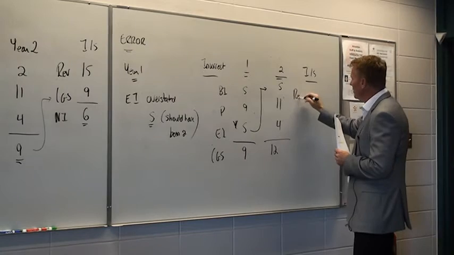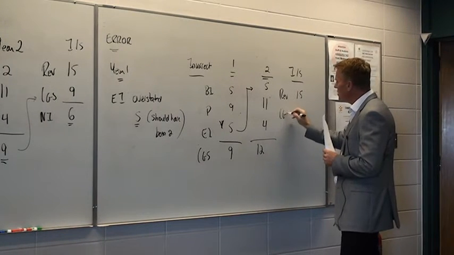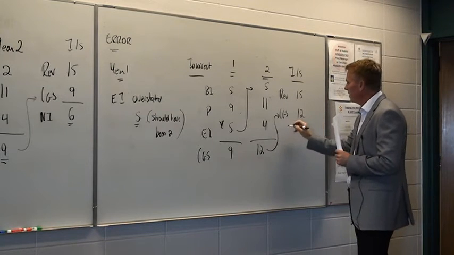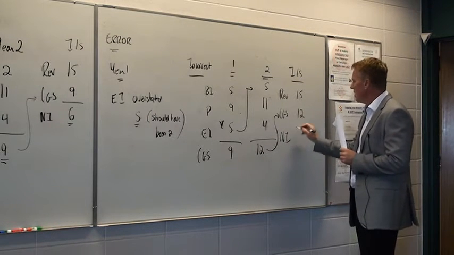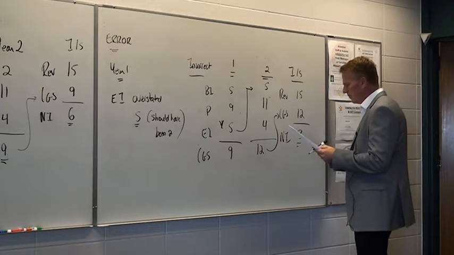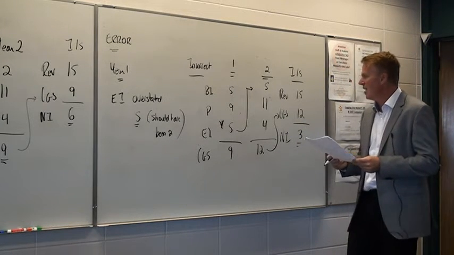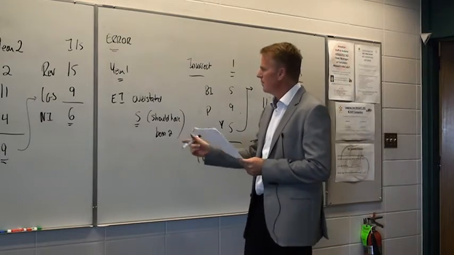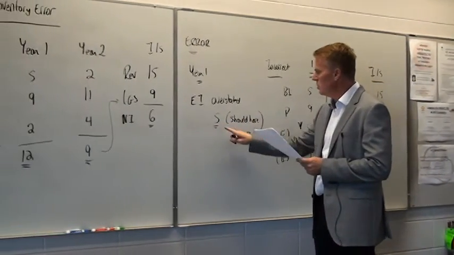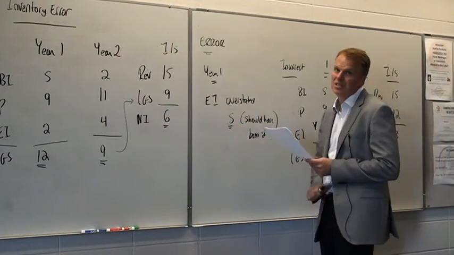Our revenue is 15. Our cost of goods sold with the error is 12. Now our net income shows as 3. And again, if you think about it, what's the difference between here? Should have been 2, came in at 5. The difference there is 3.